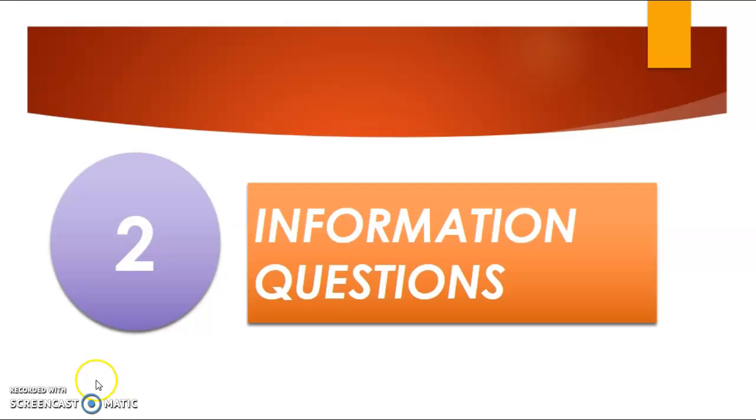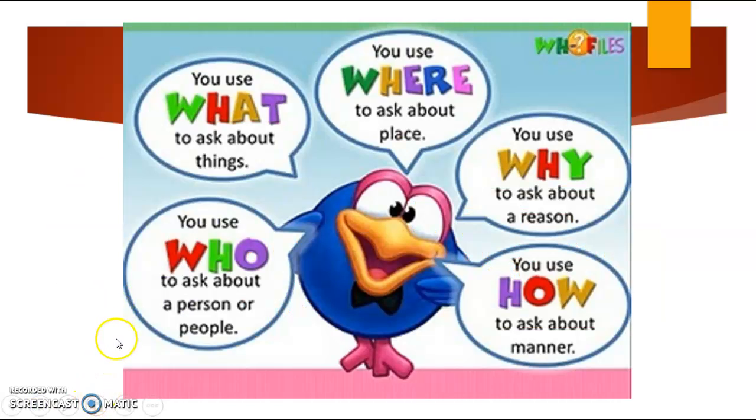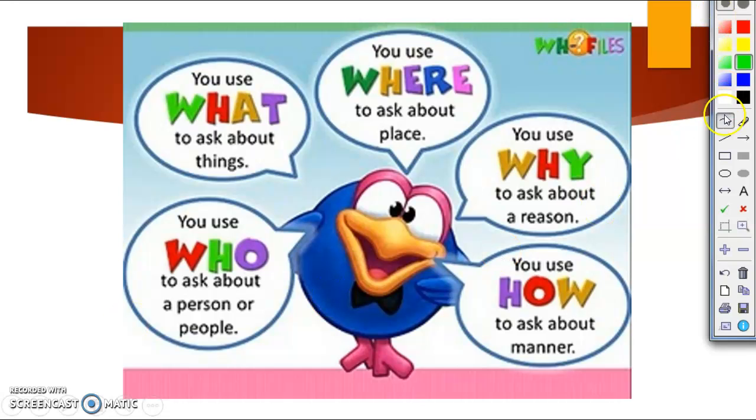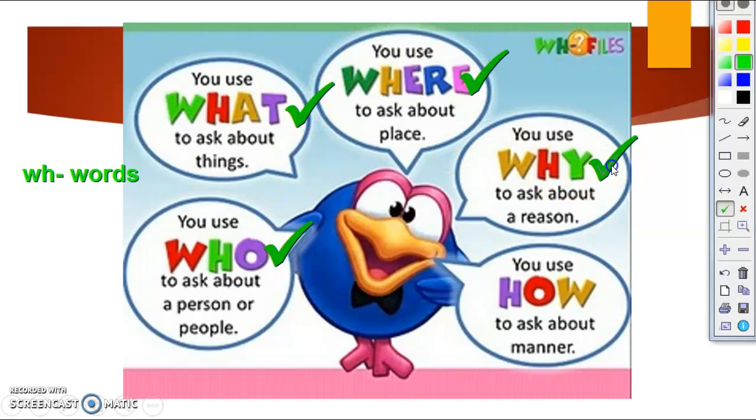As number 2, we have information questions. Information questions in simple past. And for these information questions, we use WH words. Which are the WH words? We have different WH words. For example, who, what, where, why, how.